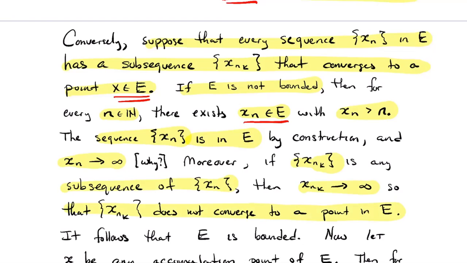We said we were assuming that every sequence in E has a subsequence that converges to a point in E. So why did we get a contradiction? We got a contradiction because we assumed that E wasn't bounded. So it follows that E has to be bounded.